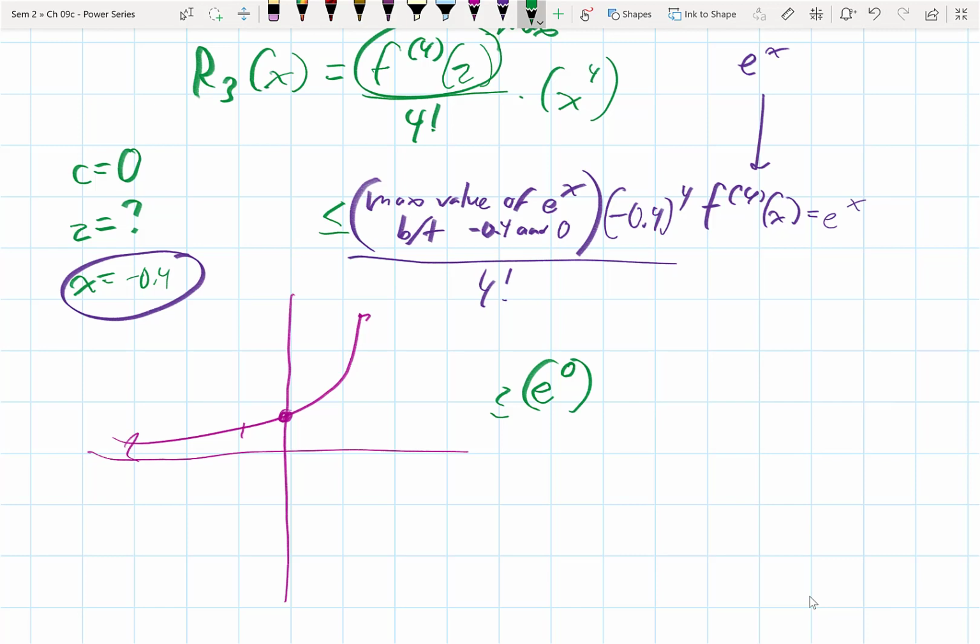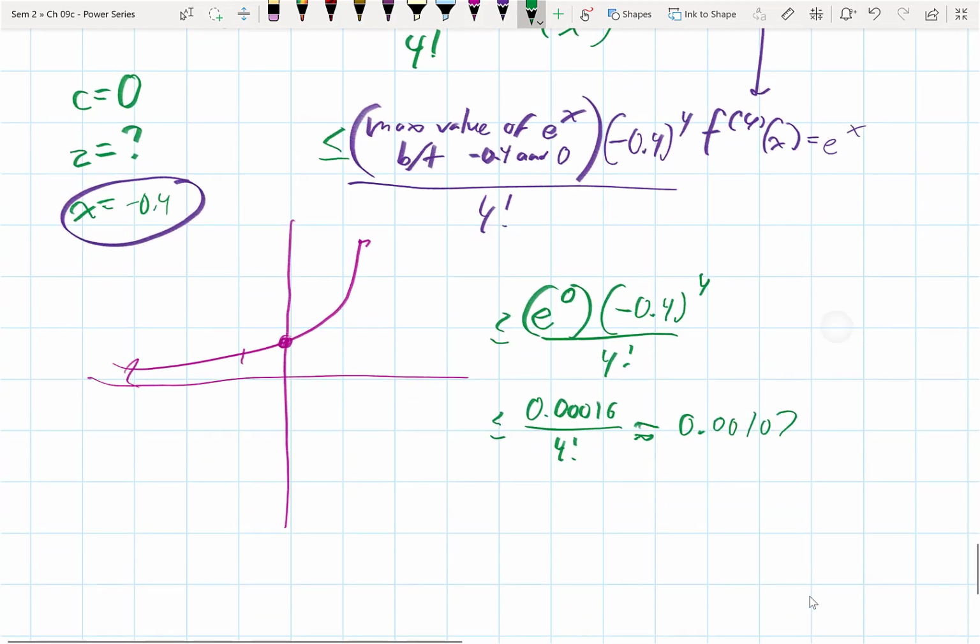So e to the 0th power times this negative 0.4 to the fourth over 4 factorial. Negative 0.4 to the fourth is, let's check that, 1, 2, 3, 4. Yep. Over 4 factorial, and that's going to be about 0.00107. So that's the cap on the remainder right there.